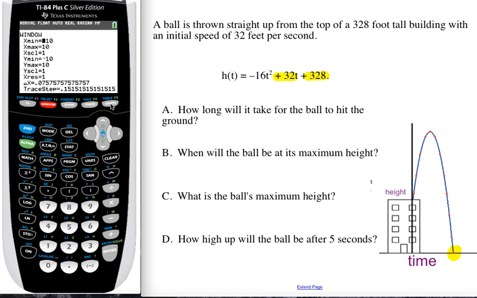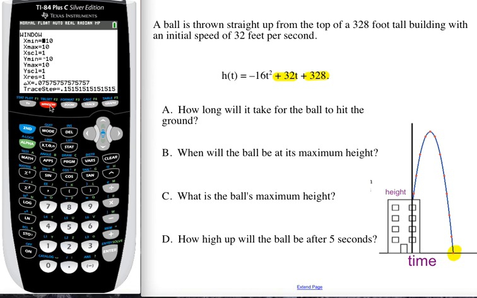If I hit graph right now, I'm not going to see very much of the parabola. It's almost going to look like two lines. Because remember that the ball is thrown 328 feet up in the air when it starts, and I'm only seeing up to positive 10. So I need to see much higher.